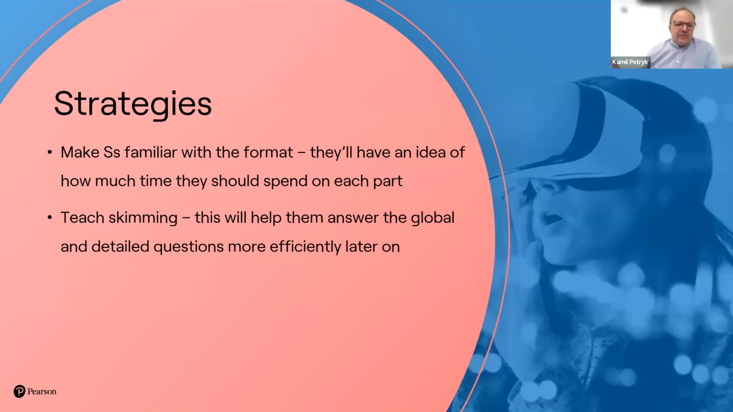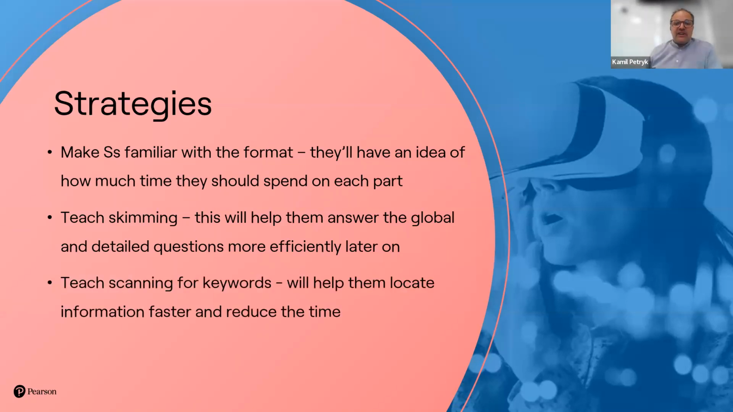Skimming, yeah, I've mentioned that a few times. That will help them answer the global and detailed questions more efficiently later on. So if they skim the tasks, particularly each task in the reading part, first, it makes the reading more efficient and at the same time quicker. Scanning for keywords, especially, right? Looking for them in multiple choice section tasks, or also in fill in the blanks. They will also be helpful. So scanning for information will help them locate information faster and reduce time.